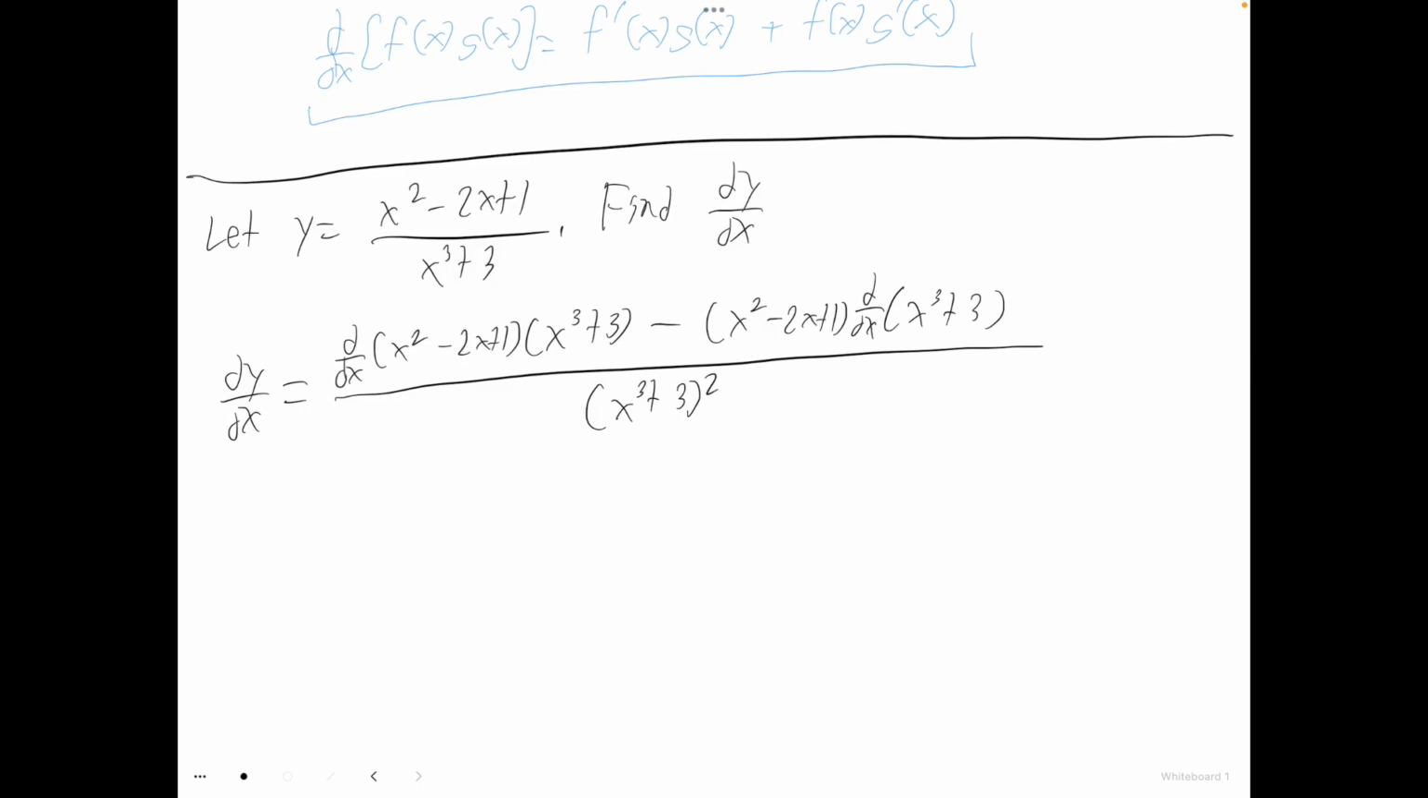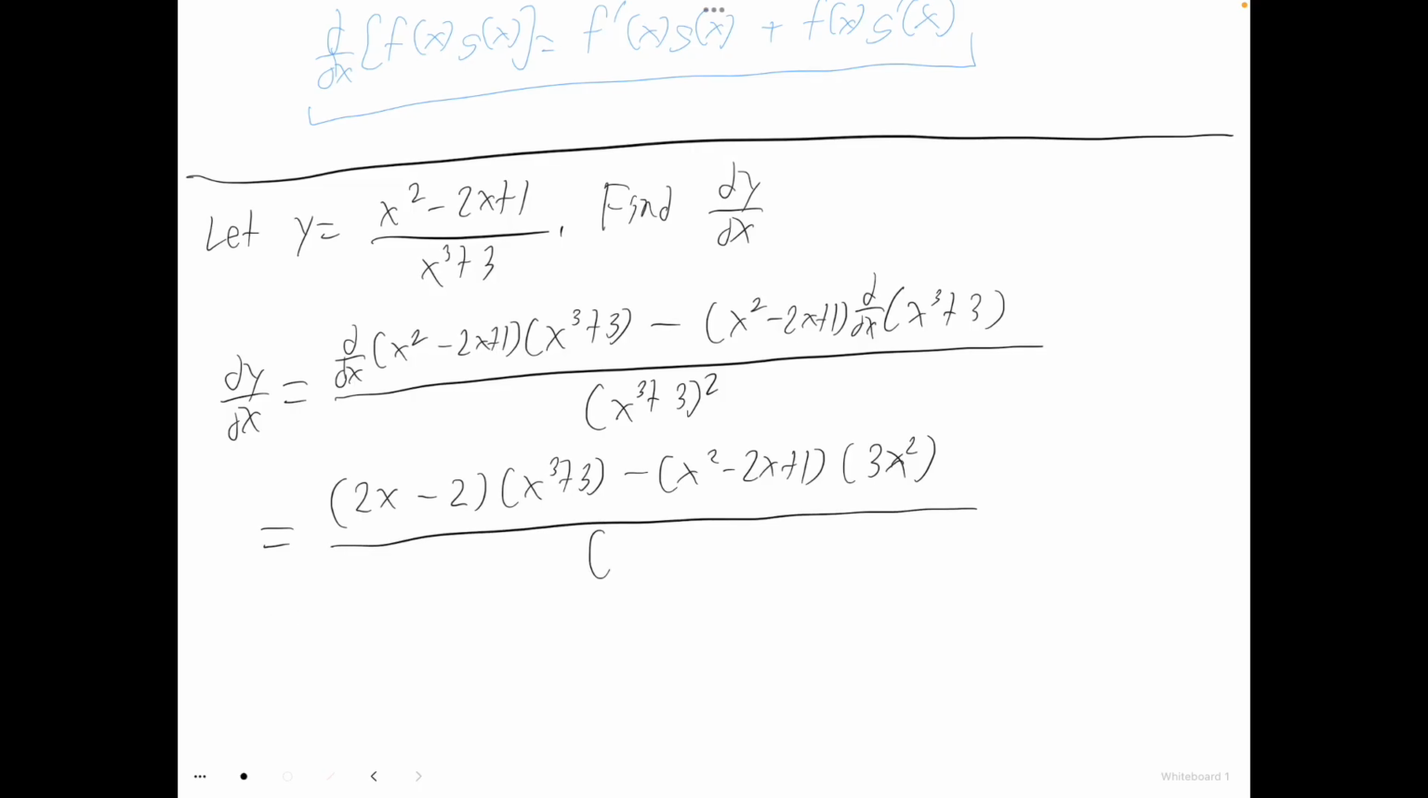And so now, taking these derivatives, we're going to have the derivative of x squared is 2x, the derivative of 2x is 2, then the 1 goes away, times x cubed plus 3 minus x squared minus 2x plus 1, times the derivative of x cubed plus 3, which is going to just be 3x squared, using the power rule. And so now let's multiply all divided by x cubed plus 3 squared.